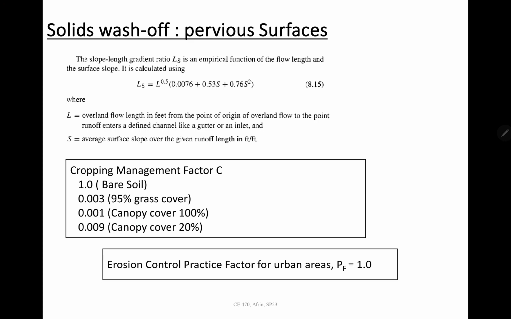Canopy cover: if there is any plantation that works as a canopy over that watershed. If it's 100%, the cropping management factor is very low, 0.001, but instead of 100, if you have 20, it will increase. So bare soil is the maximum, because there is nothing. Okay, and for erosion control practice in urban areas, usually most of the time P equals 1.